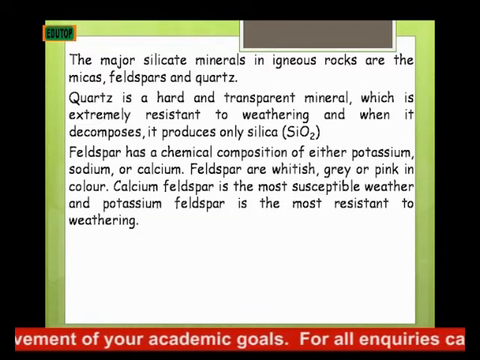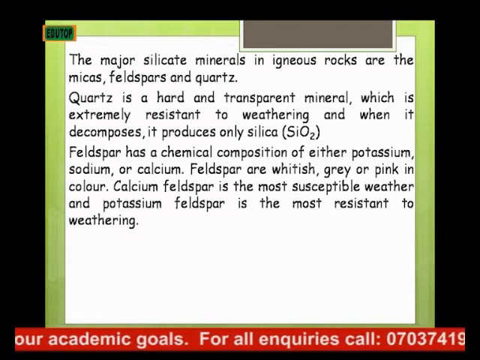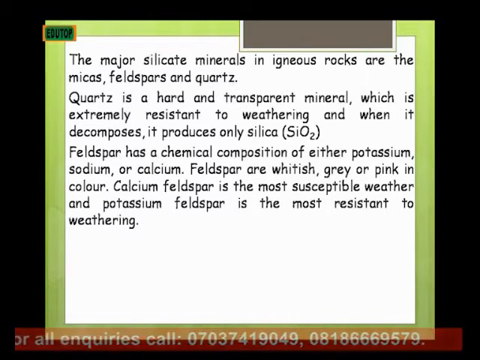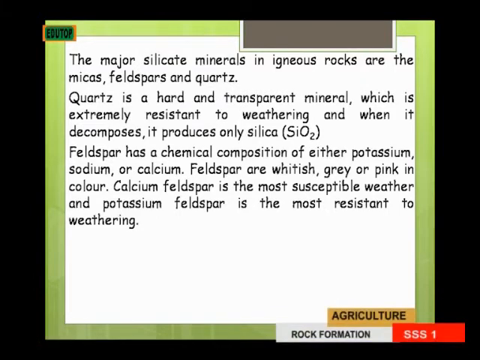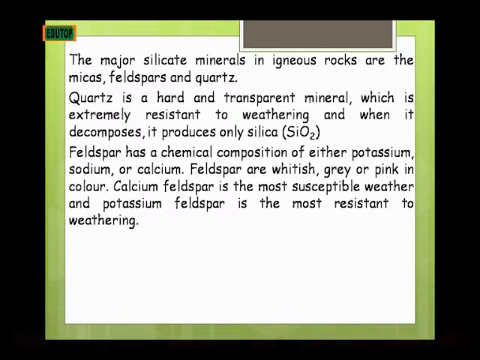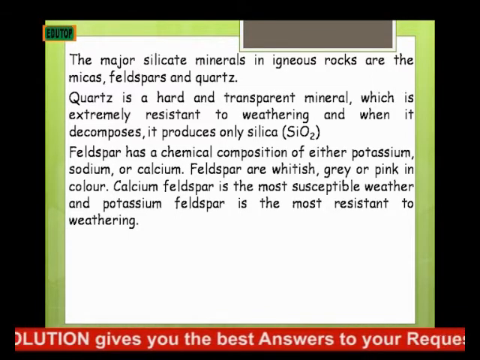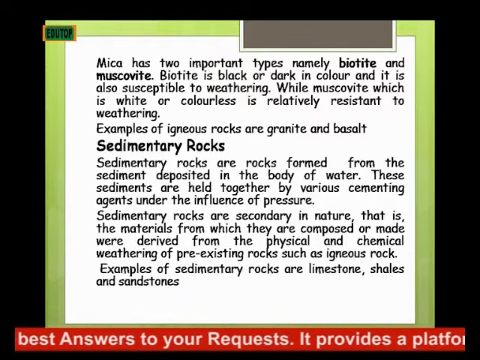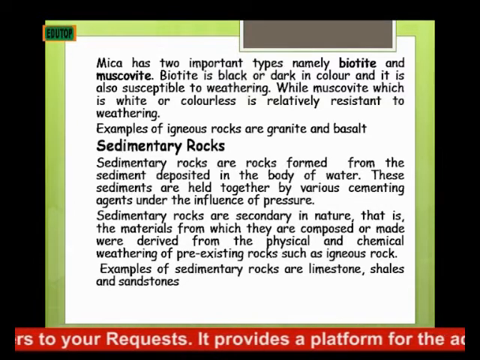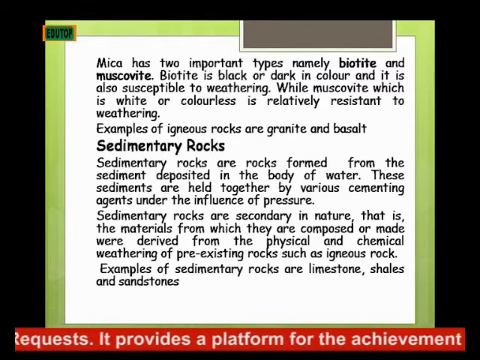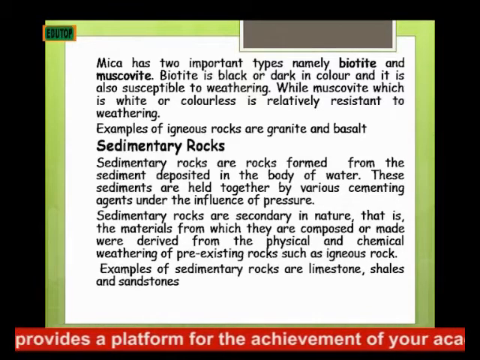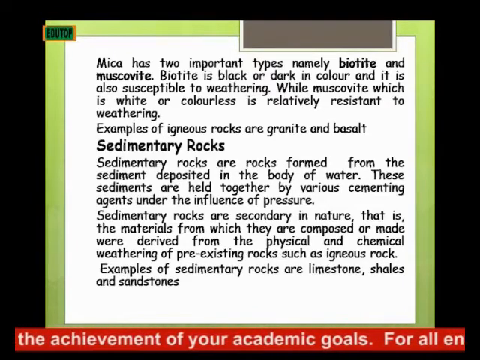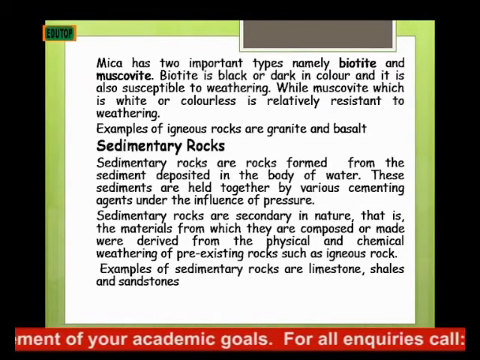Feldspar has a chemical composition of either potassium, sodium, or calcium. Feldspars are whitish, gray, or pink in color. Calcium feldspar is the most susceptible to weathering, and potassium feldspar is the most resistant to weathering. Mica has two important types, namely biotite and muscovite. Biotite is black or dark in color, and it is also susceptible to weathering, while muscovite is white or colorless and is relatively resistant to weathering. Examples of igneous rocks are granite and basalt.